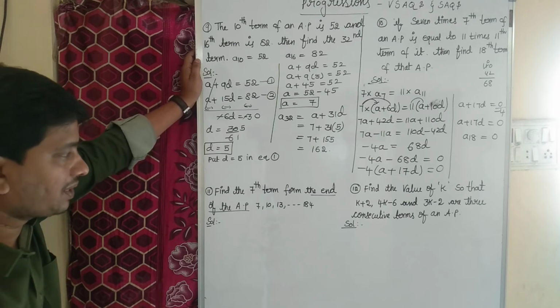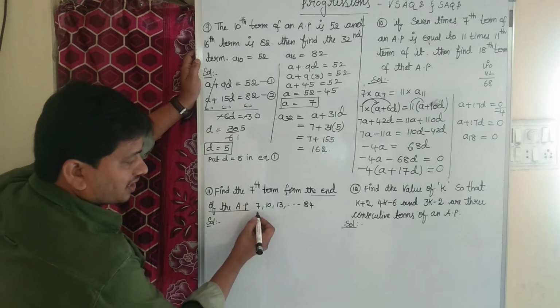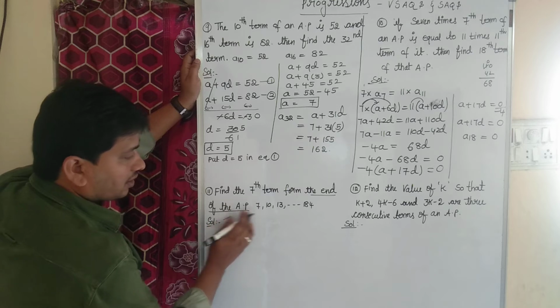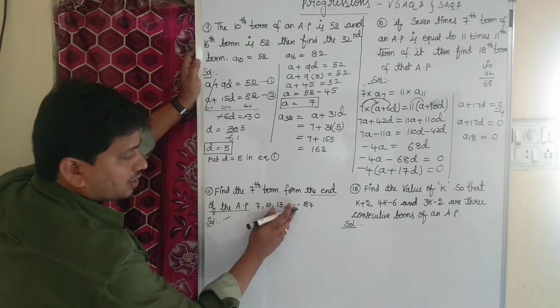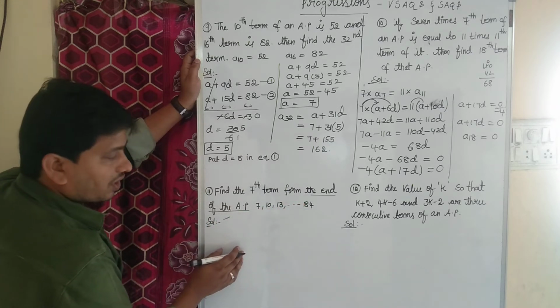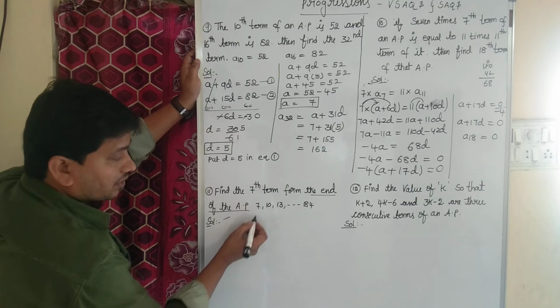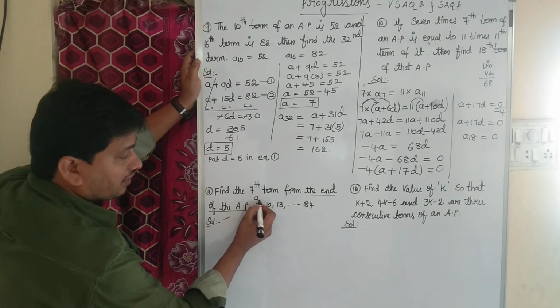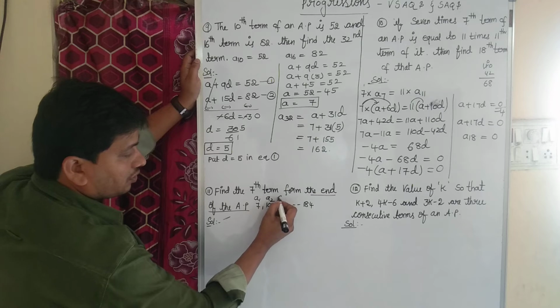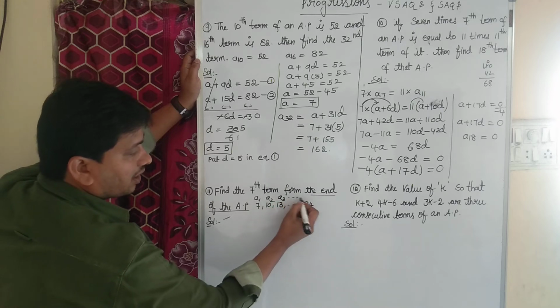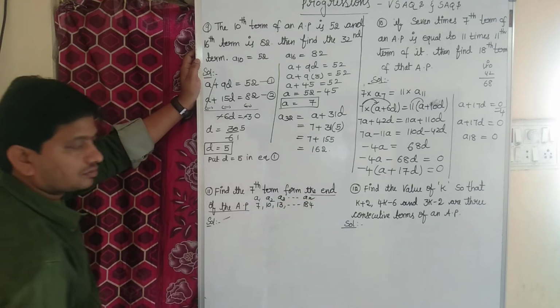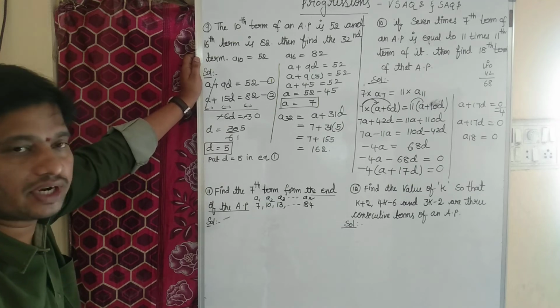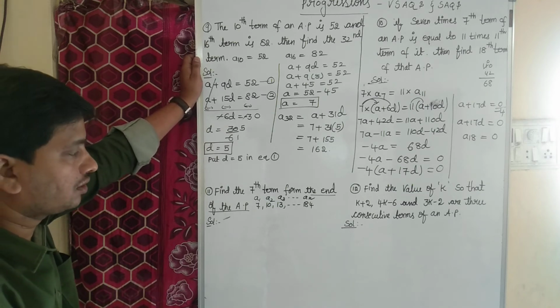Okay, now let me explain. The given sequence is 7, 10, 13 and so on up to 184. What is the common difference? Can you find out? First term is A1, second term is A2, third term is A3 and so on. This is the nth term. Okay, we have a different method. Let me explain a simple method.